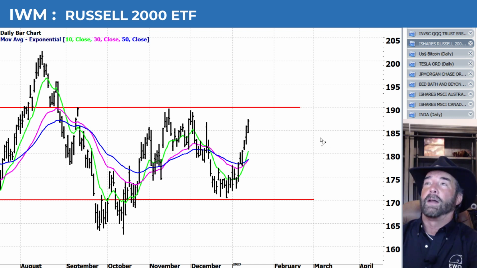I don't think we break it on this move. We're just too overbought here, and if it did break 190 in the next couple of trading days next week, then I don't see how it would hold. It would fall back to the downside.